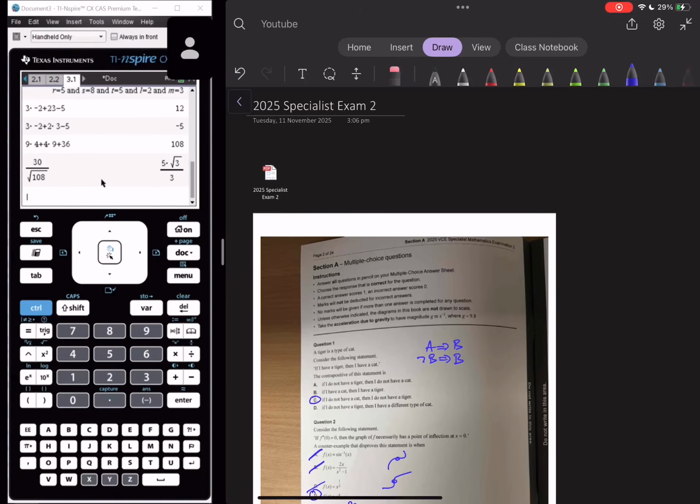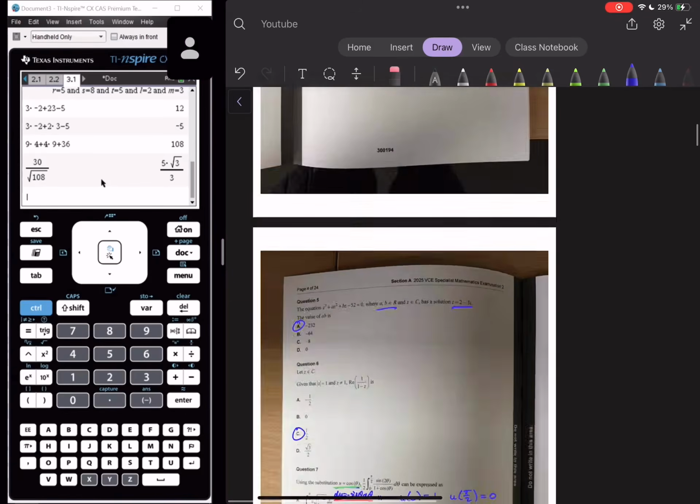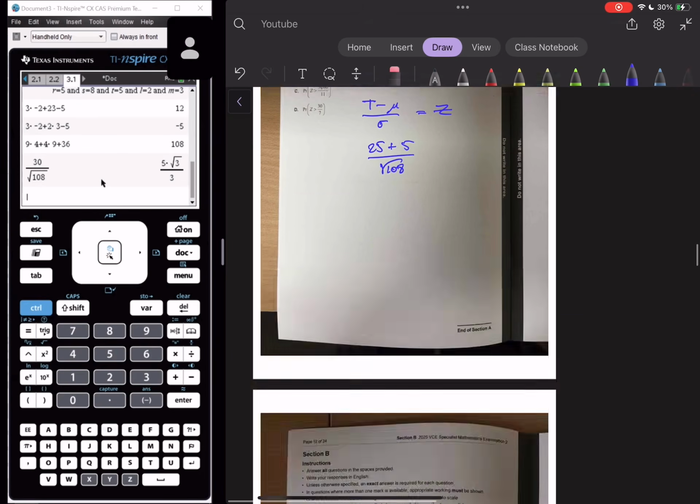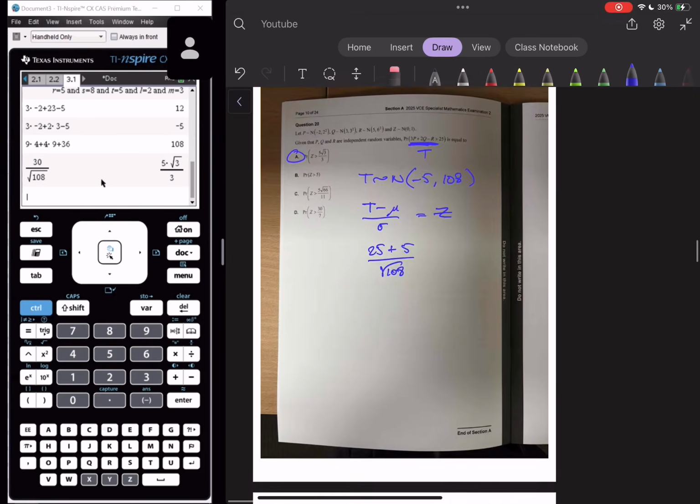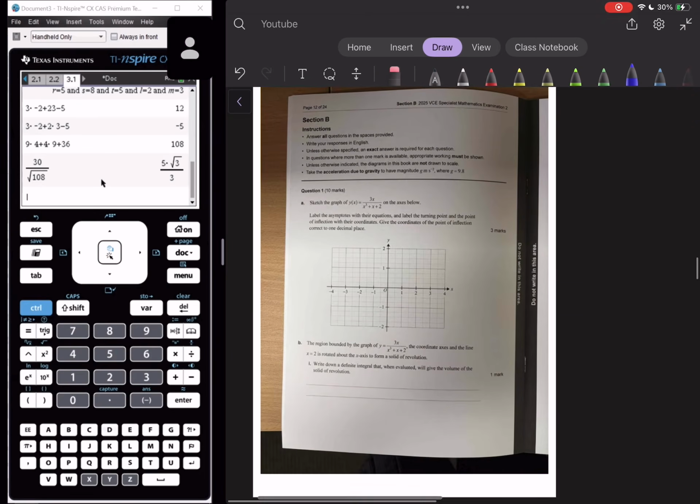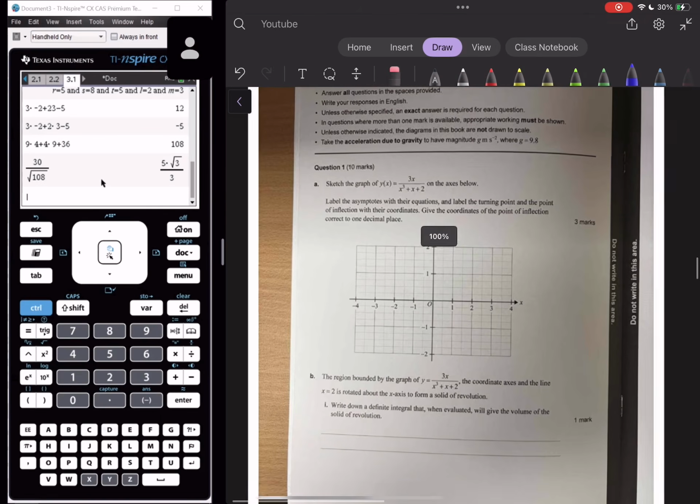Greetings everybody. In the previous video we took a look at multiple choice for Specialist Maths Exam 2, and now we're going to continue on from where we left off with some short answer questions. Alright, so section B, question 1.